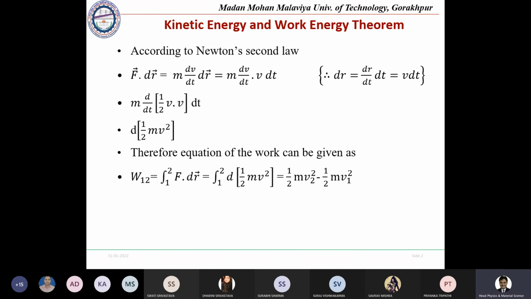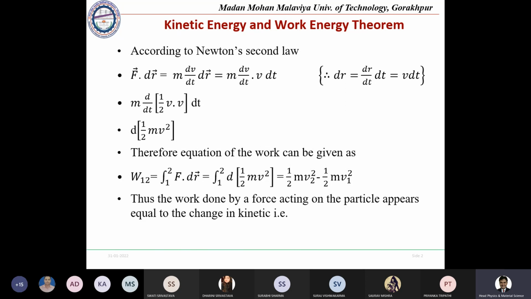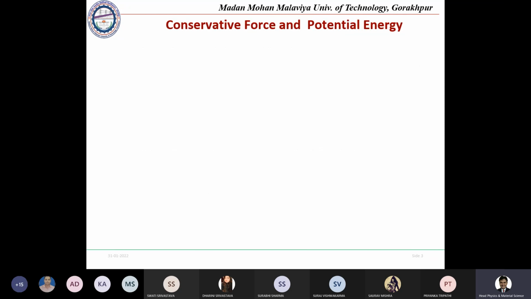Now we have written that this work done is equal to, just as a difference of the kinetic energy from the last position to the first position, and thus the work done by the force acting on a particle appears equal to the change in kinetic energy. That is we will write it as W12 is equal to integral 1 to 2 F dot dr is equal to T2 minus T1, known as the work energy theorem. I think it is clear to you people, and when I will ask in the examination, you will write it in the exact way.